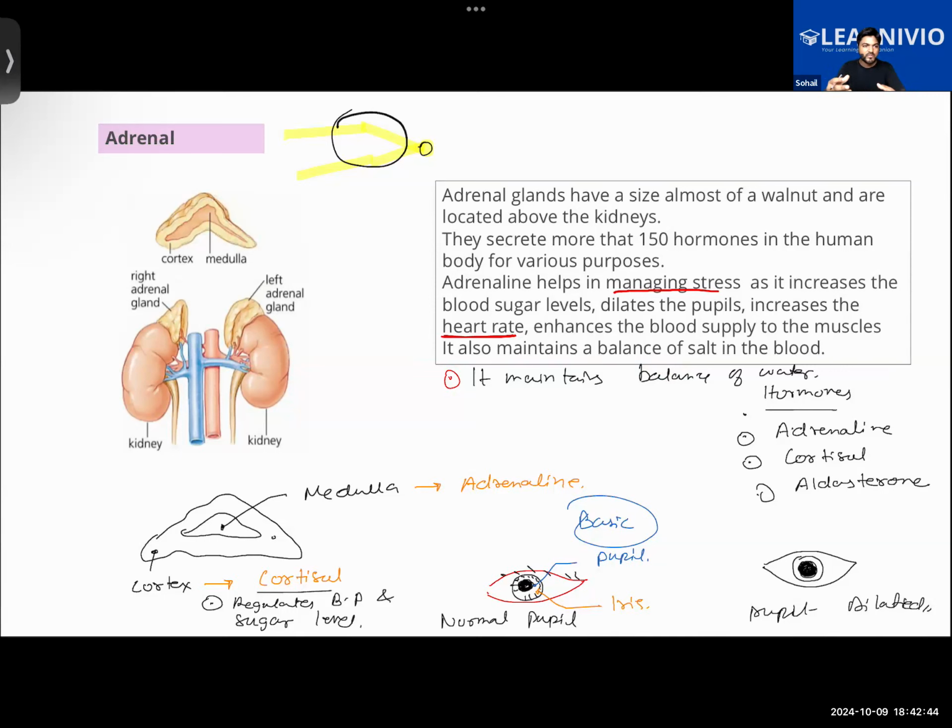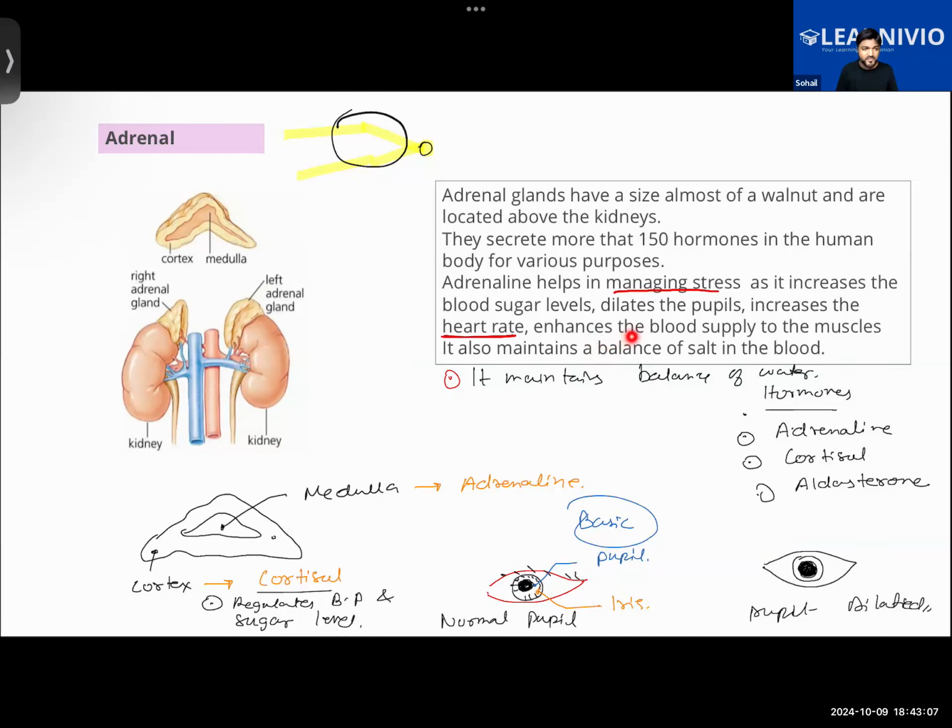When you enter into a bright room, what happens? The size of the pupil increases in size. Then it is said to be a dilated pupil. If I were to flash light into your eyes, the size of the pupil will decrease. So this increase or decrease in the size of the pupil is controlled by the adrenaline.